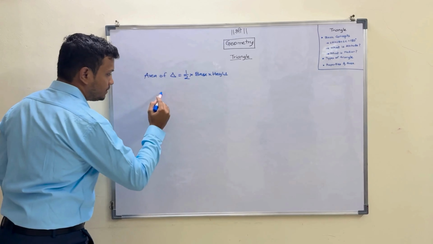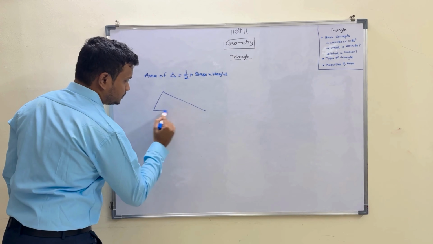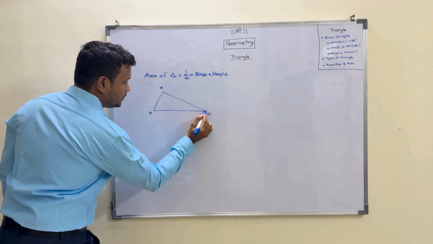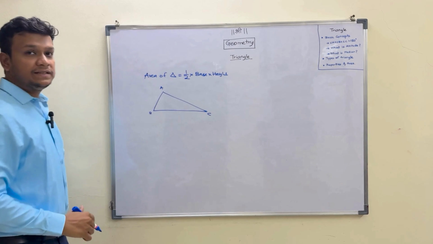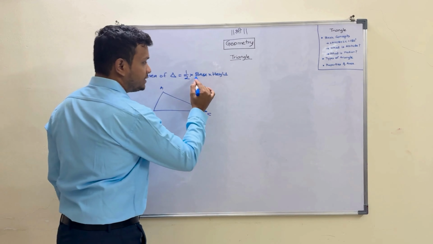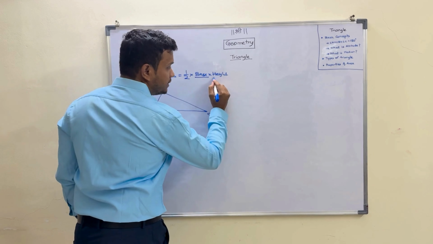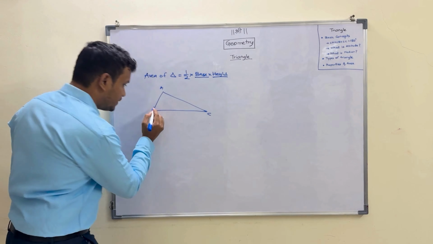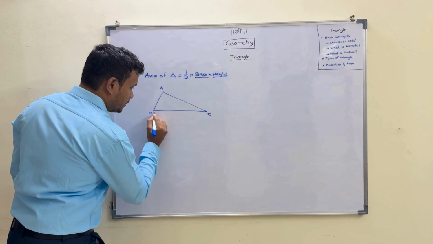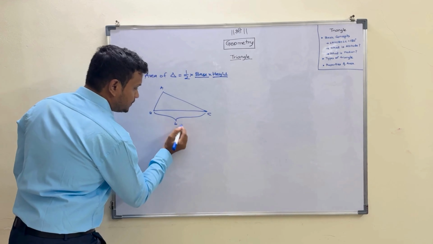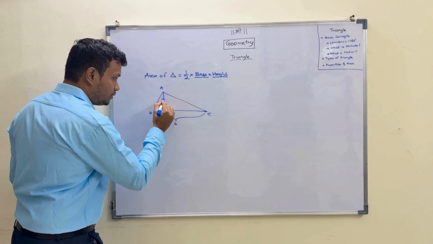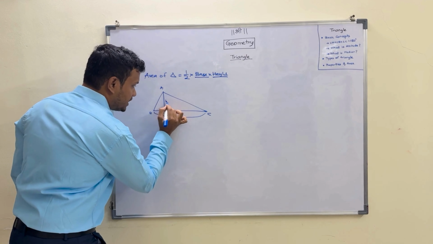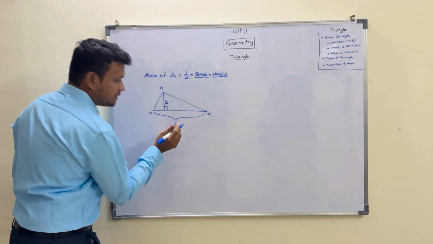So if I consider a similar triangle, triangle ABC, what do you mean by base and height? Base can be any side of the triangle and height is the altitude which is drawn to that side. So in this case, if I consider side BC and the length of the side is B, if I draw an altitude from A to side BC, I'll call this H. So this is my H and this is my side B.